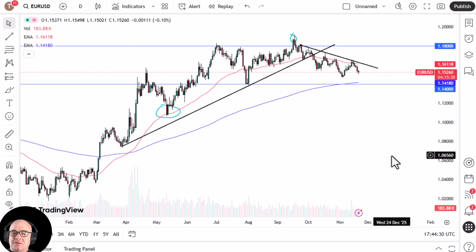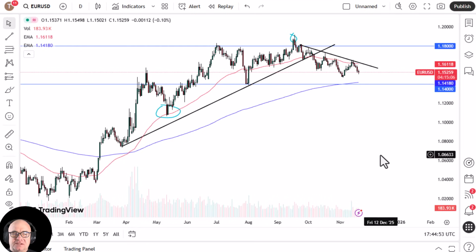This area right around the 1.15 level, I think, continues to be very important. And with that being the case, it's likely that the market may bounce around here. But if we were to break down below the 1.15 level, then it opens up the possibility of a drop down to the 1.14 level where we see the 200-day EMA.